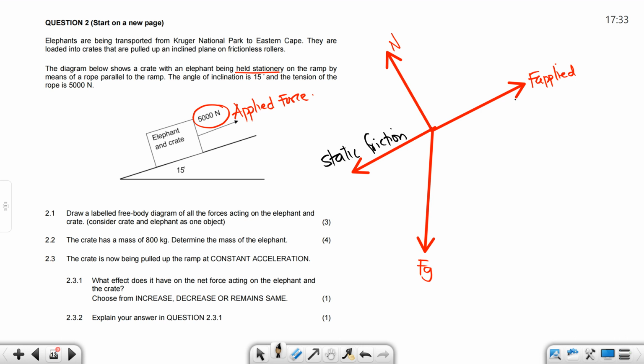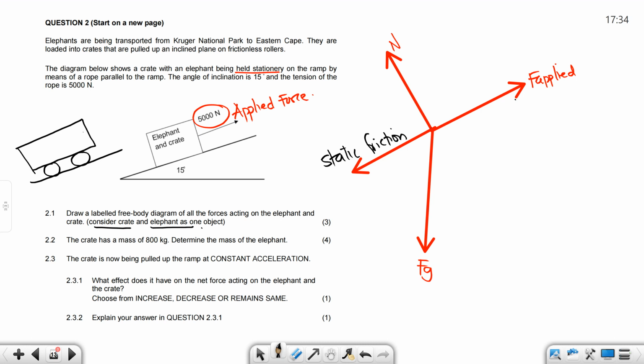Okay? However, let's see something here. Draw and label the forces acting on the elephant and the crate. Acting on the elephant. Just wait. Let's hold on. I want us to read because there's a trick here. Acting on the elephant and the crate. Hold on. Can we redraw this diagram? The examiner is smart. They're checking if we are reading. Acting on the elephant and the crate.